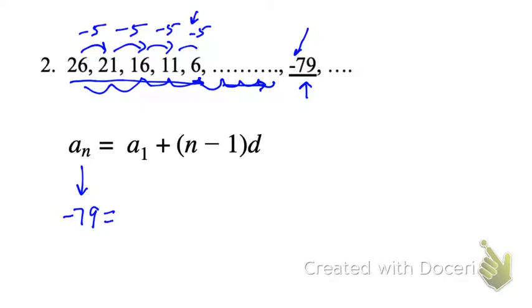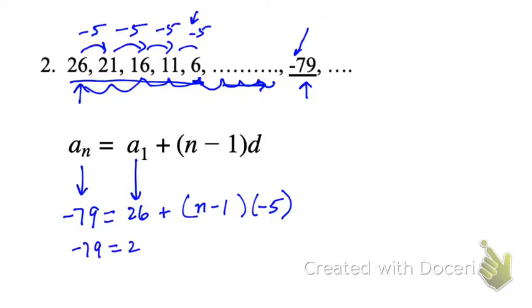All right, so I just say to myself, okay, how do I get to negative 79 in this list? I start at the first number, 26, and we start subtracting 5. How many times do we subtract 5? We don't know that. We're going to figure that out, or we're going to leave that in as n minus 1. And now we only have one variable and we just solve it. Be careful of your negatives here.